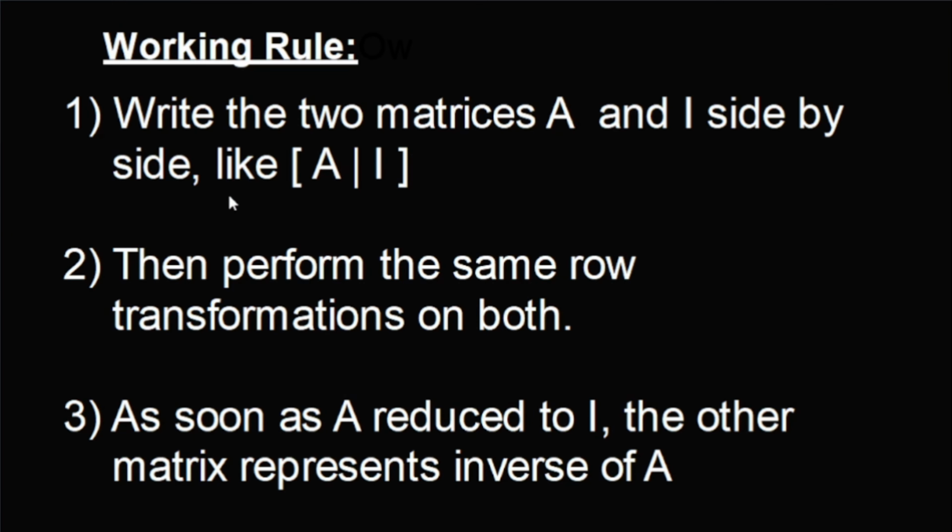Now this is the working rule. What we have to do is write the two matrices A and I side by side. Then perform the same row operations on both A and I. As soon as A is reduced to I, the other matrix I will be reduced to A inverse. You write the answer A inverse.